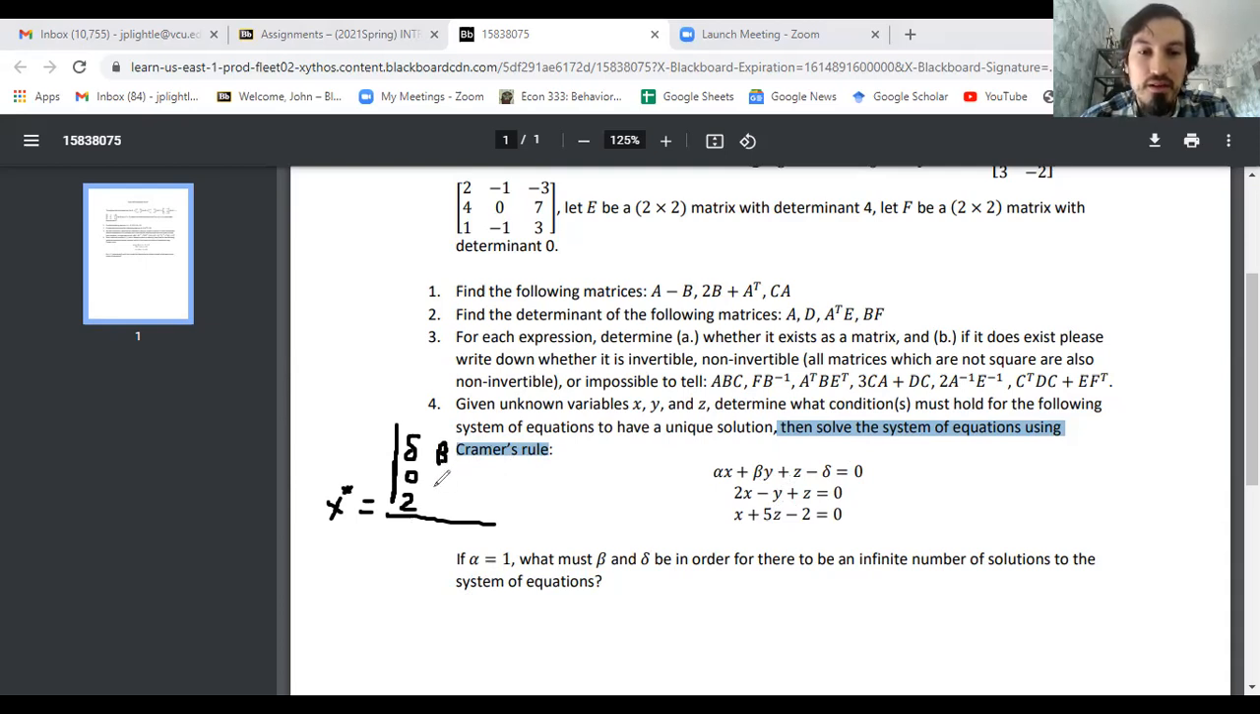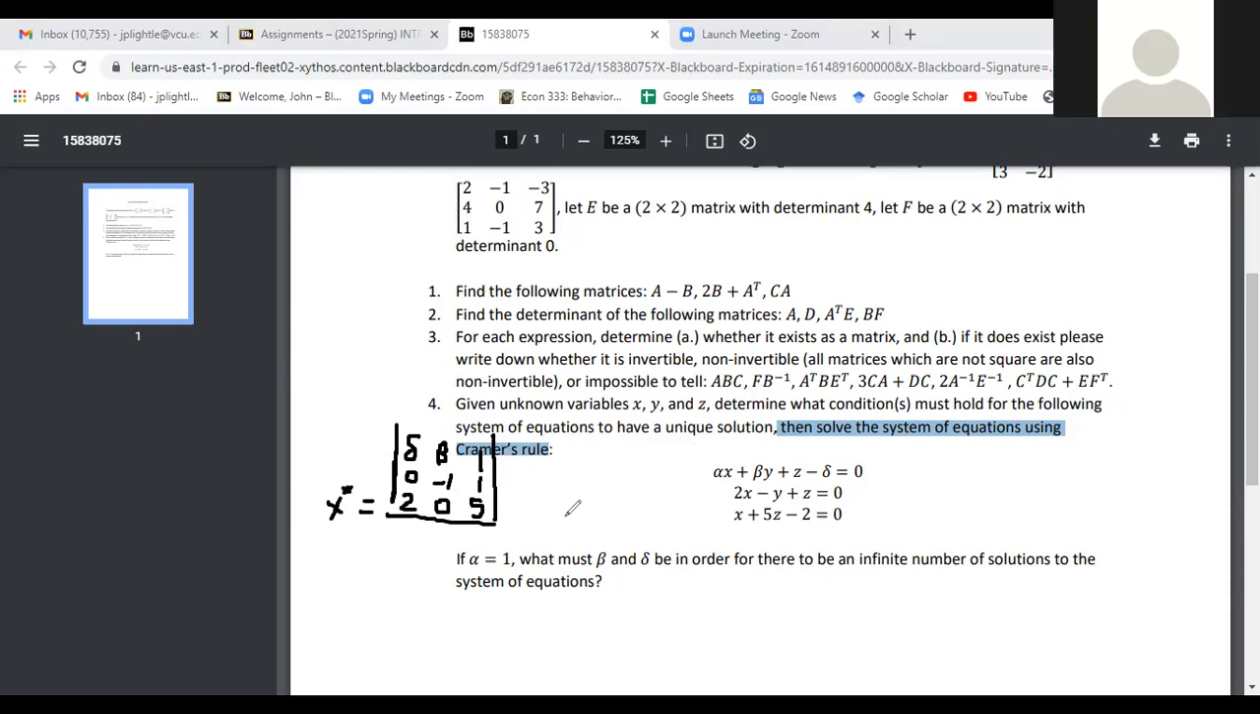Isn't it? Hopefully you guys did something like this. If not, I don't care. You can do it again and resubmit it. Just email me and I'll regrade it for you if you want. And then the third column is the coefficients of z, which is 1, 1, 5, isn't it? Is that right? Yes. I got that.